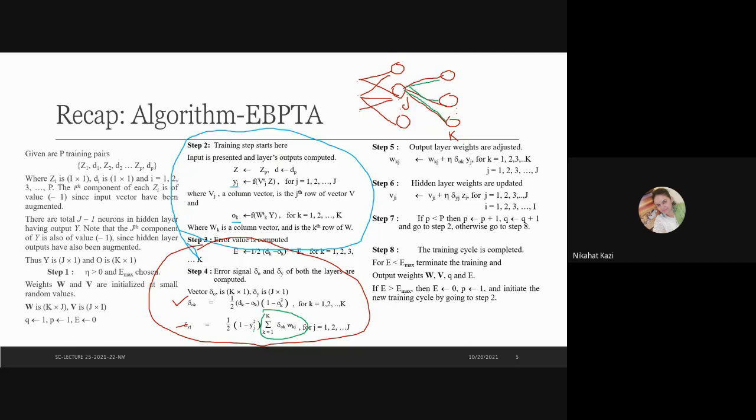Is this clear? So this particular term you are going to multiply with f dash of y. This is going to give you the error signal for the jth neuron. Likewise, you are going to compute the error signals for all the neurons in the hidden layer. Is this clear?